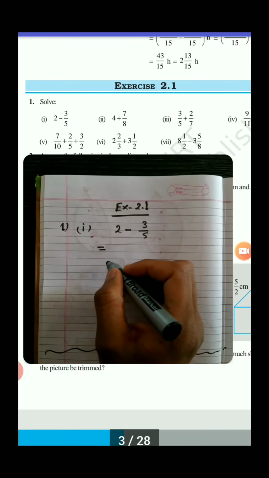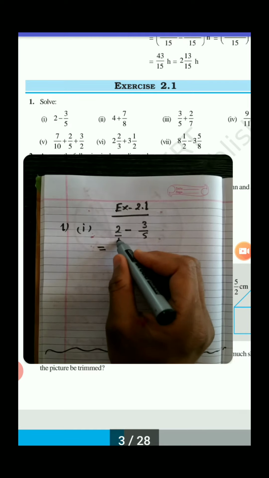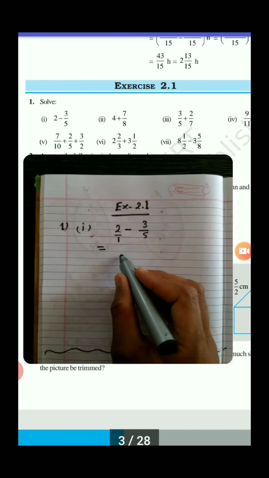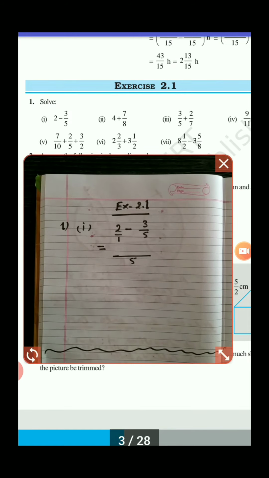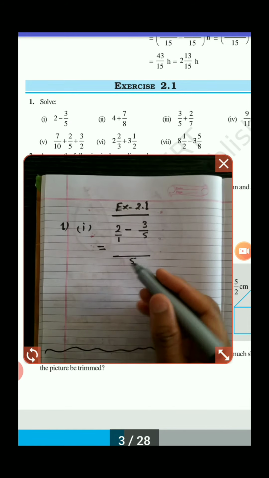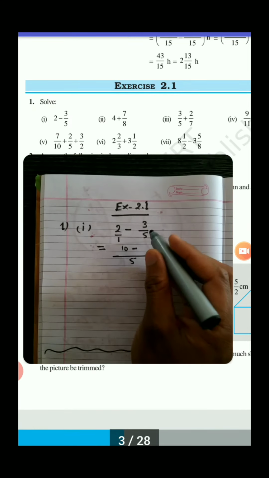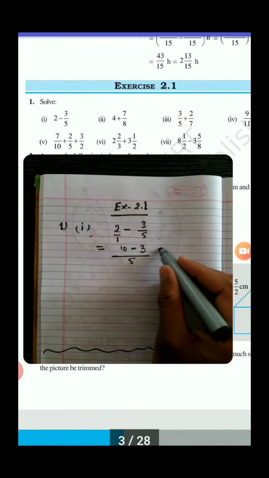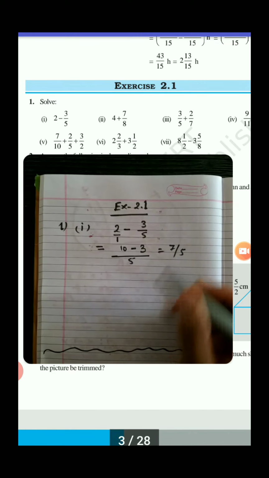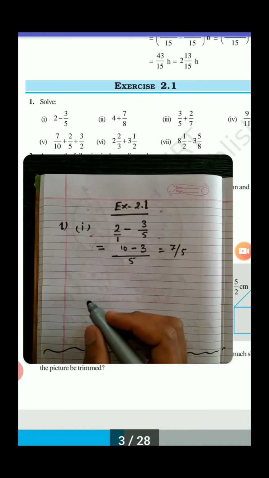Before solving this question, we need to make the denominators equal. 2 means 2 upon 1. The LCM of 1 and 5 will be 5. 5 ones are 5, 5 twos are 10, minus 5 ones are 5, and 3 into 1 is 3. Means 10 minus 3 equals 7 upon 5. Right? The same way, we can solve the other parts.